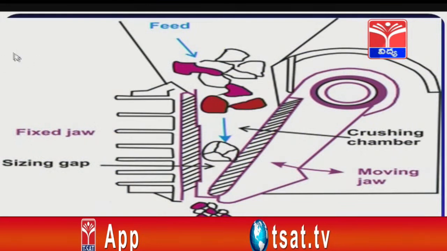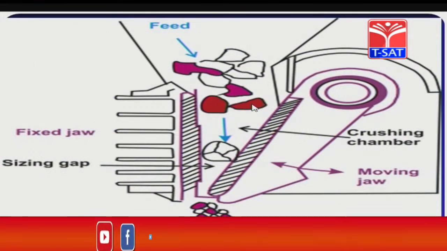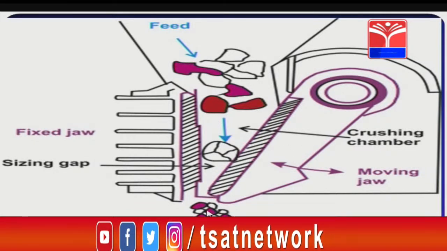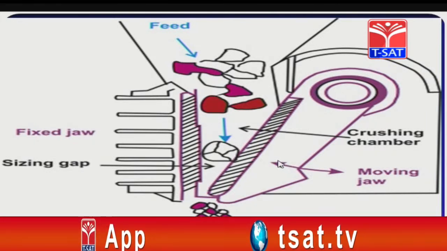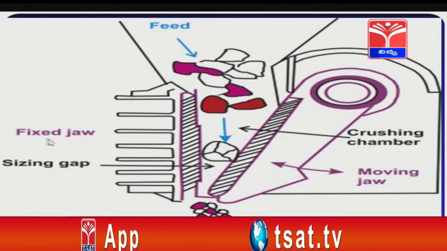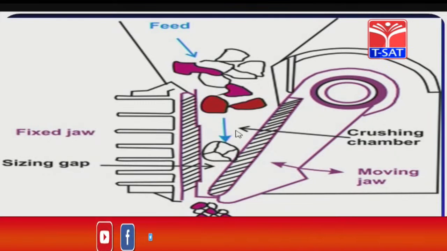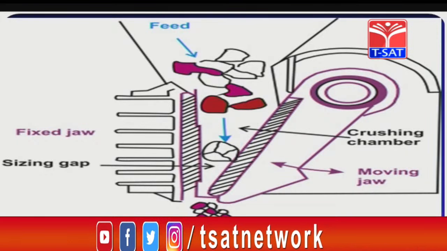Feed means you are putting the ore into the machine. This is a crushing chamber, children. If you see it, the bigger pieces of ore have been crushed into smaller pieces by using this crushing chamber. Now, this is a fixed jaw and this is a moving jaw. In between, if you put the bigger pieces of ore, it comes down as smaller pieces or crushed ore.